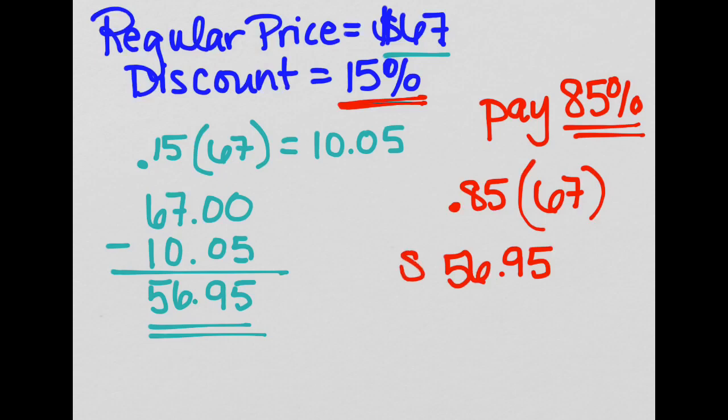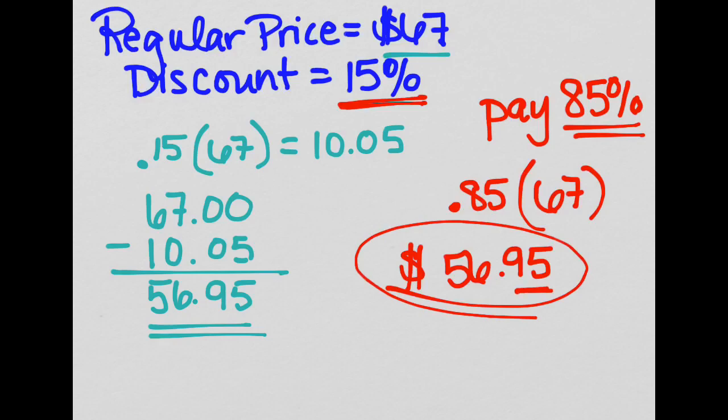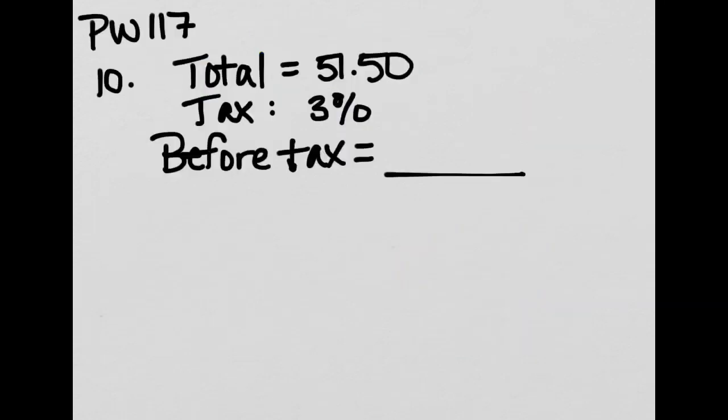Make sure I have 2 decimal spots. If it had ended up with more than that, I want to round. If not, I always give my 2 decimal spots. And there's my sale price. So the sale price is 85% of the original.